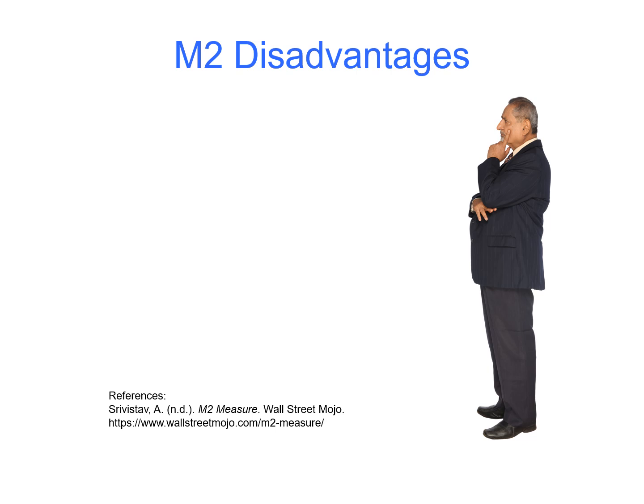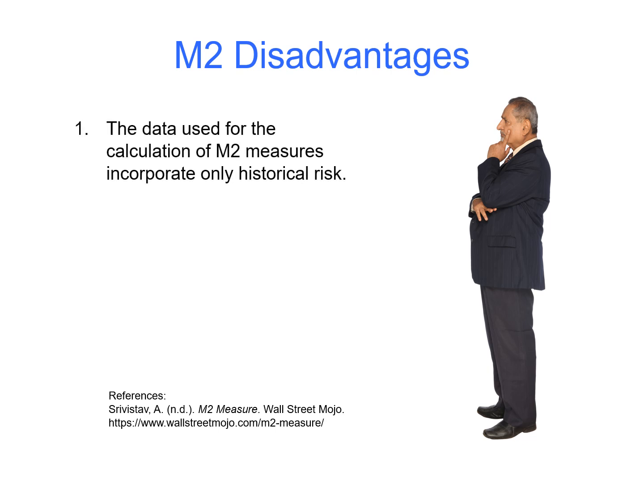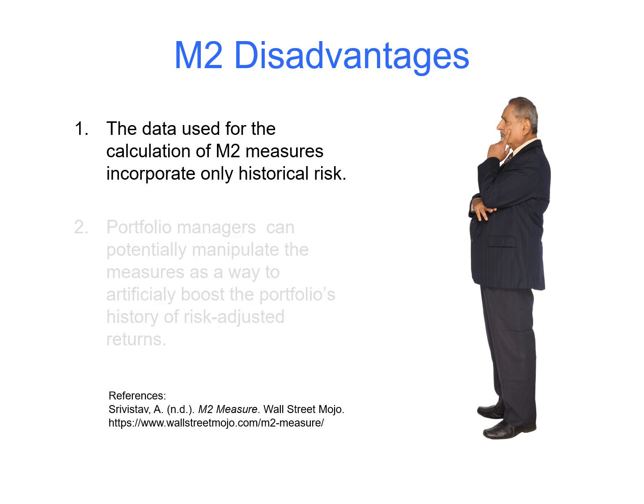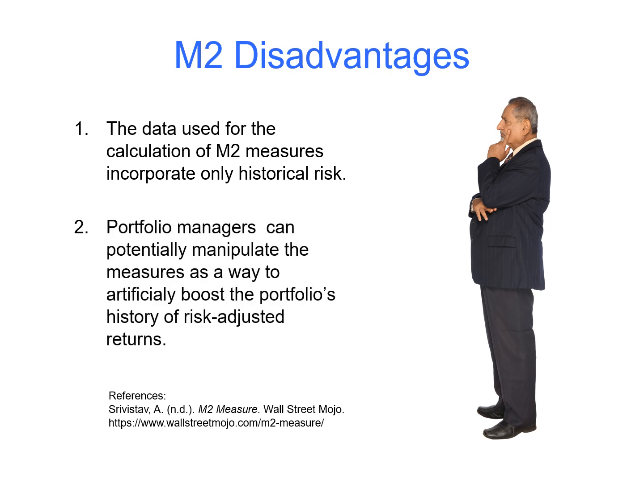While the Modigliani measure is useful, it does have limitations. First, it relies on historical data, which may not predict future performance. Portfolio managers can potentially manipulate historical risk data to inflate the results. Keep these considerations in mind when interpreting the results of M2.